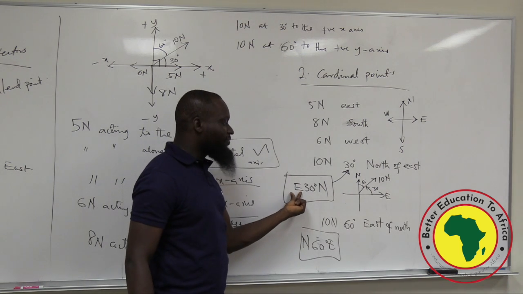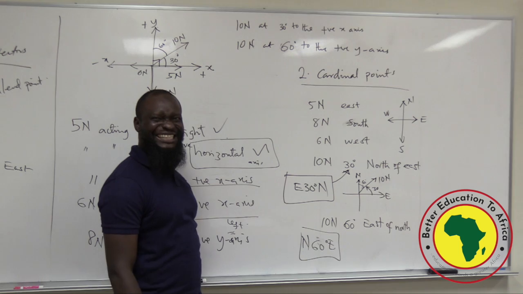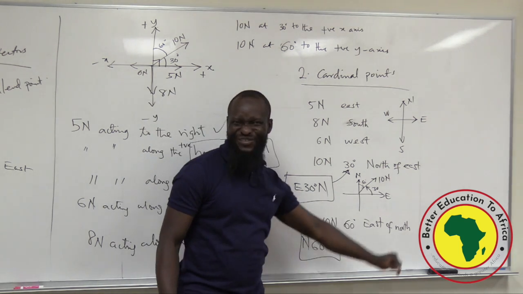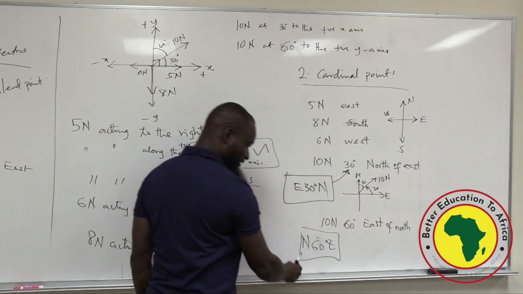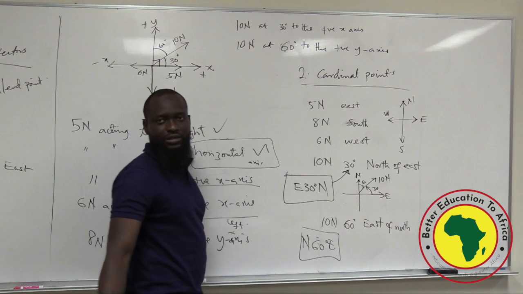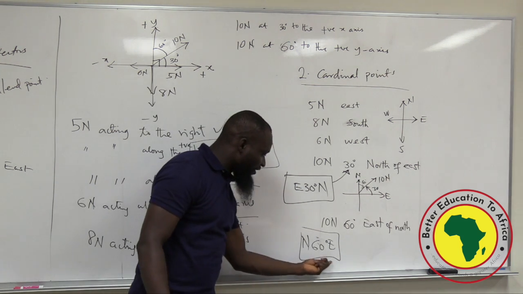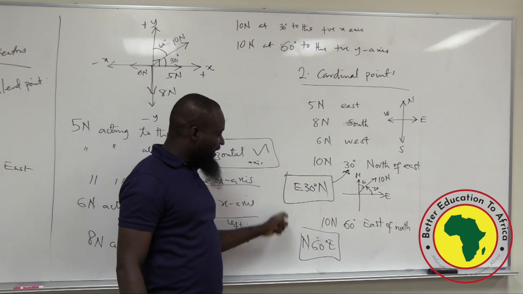It means you start from the east, you move 30 degrees towards the north. That is why it is north of east. And for the east of north, you start from north, you move 60 degrees towards the east of north. Is that okay? So this is the symbol for east of north. This is the symbol for north of east. So don't get this confused.